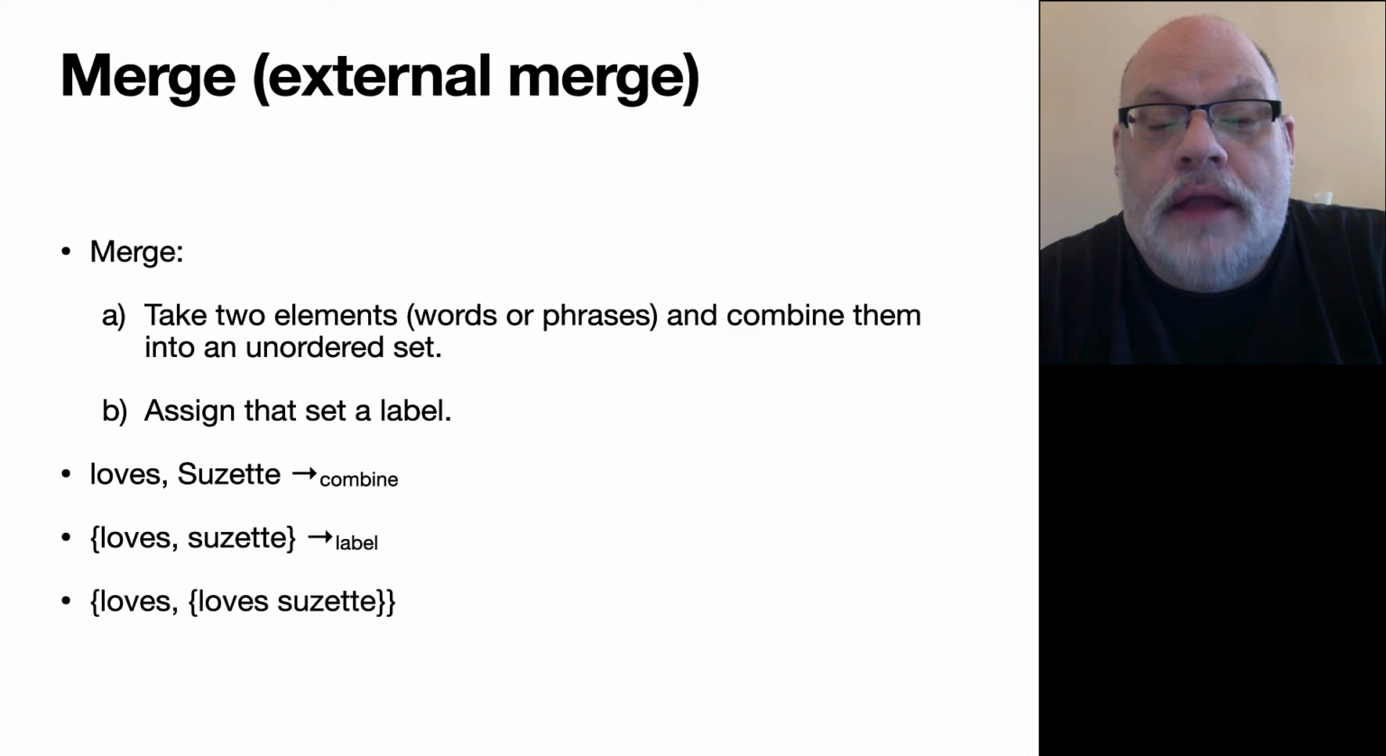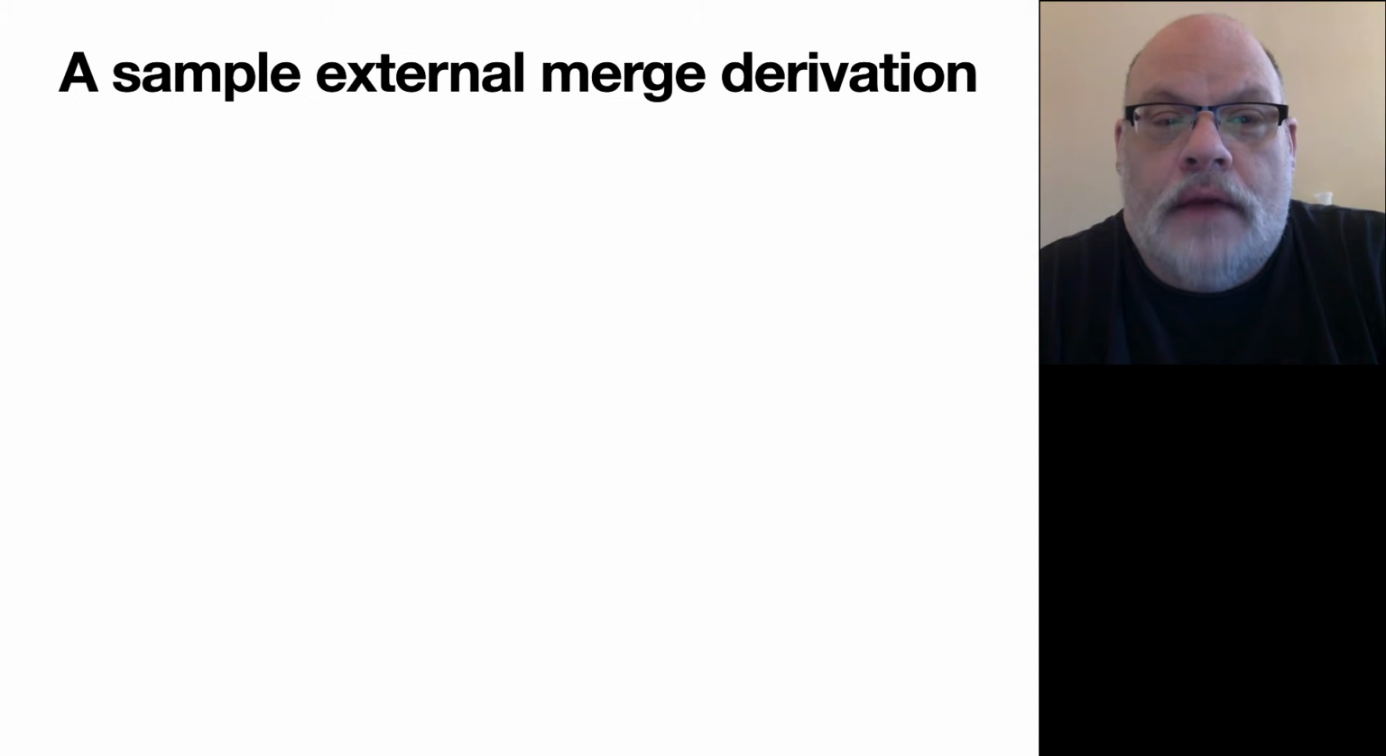And then we're going to apply a label to that. And the label we choose is the head of the constituent we formed. So the verb phrase constituent consists of the verb loves and the noun phrase Suzette. We combine those together to form the constituent, and then we say, hey, the thing that is the head of this set is loves. So loves marks the head, or the label, of the constituent. Let's do a larger, more complicated example.